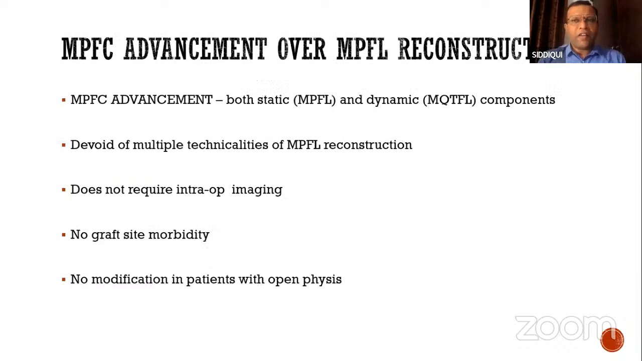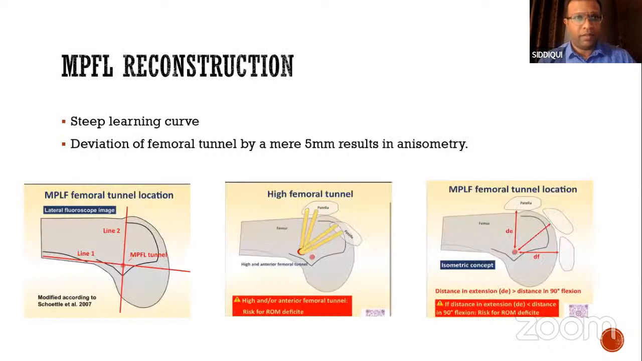So why did we choose medial patellofemoral complex advancement over MPFL reconstruction? MPFL advancement has both static and dynamic components. It is devoid of multiple technicalities of MPFL reconstruction. It does not require intra-op imaging. We are not harvesting any hamstring tendon, so there is no graft-related morbidity. We need not modify it in pediatric patients with open physis.